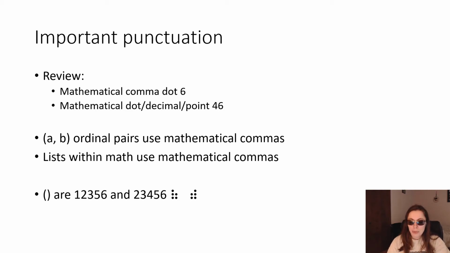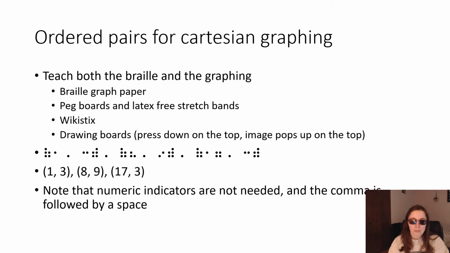When you use those grouping indicators to enclose a set like an ordered pair, or even a larger set like a set of numbers that are separated by commas, that enclosed list automatically sets numeric mode, and this is another place where you won't have to use numeric indicators throughout. For Cartesian graphing, it just sets the numeric mode for you.